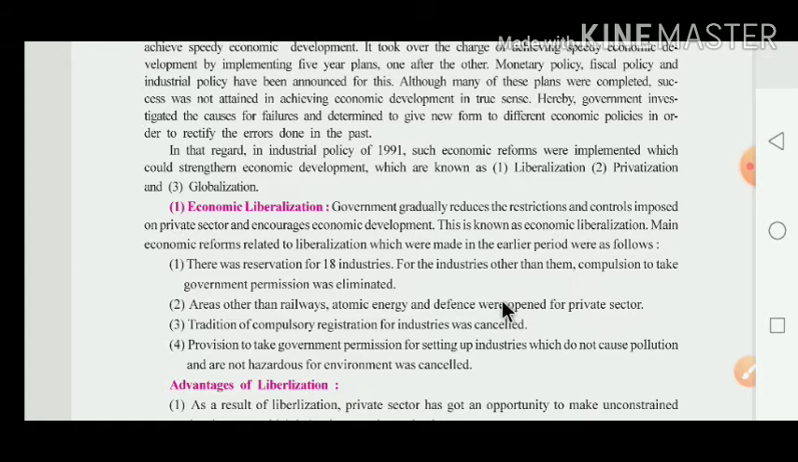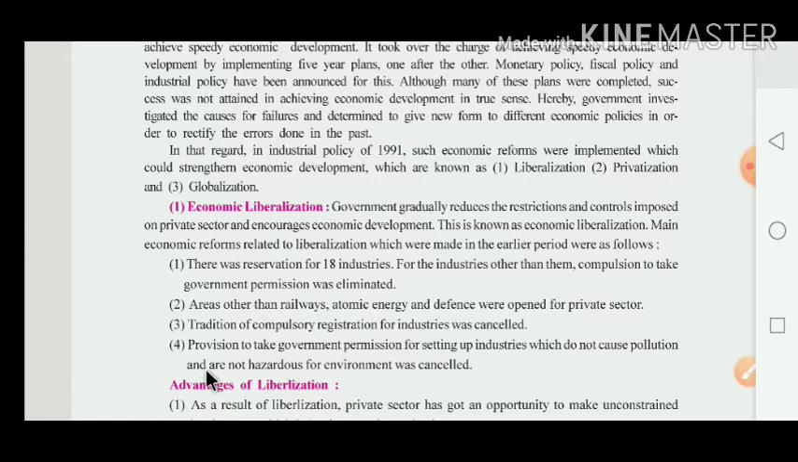What happened in the previous time was that all the sectors were under the control of the government, but today, other than railway, atomic energy and the defense sector, the whole sector is open for the private sector. Next, the tradition of compulsory registration for industry was cancelled. Previously you had to follow the government procedure for compulsory registration, but in the new industrial policy of 1991, the tradition of compulsory registration of industry was cancelled.